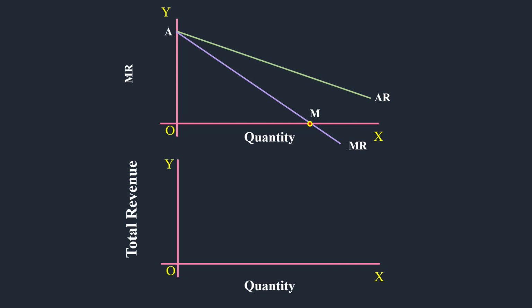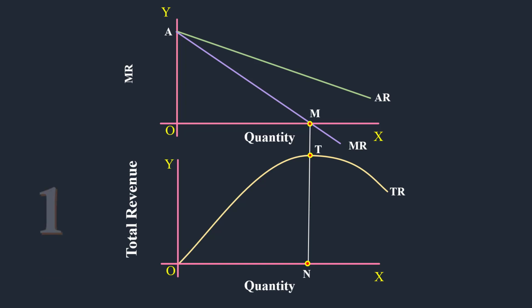Total revenue is shown in the lower part of the diagram. Since the firm reduces the price to sell more, total revenue curve increases initially. After reaching the maximum, it falls. Now we shall examine the relation. 1. When marginal revenue is positive, total revenue increases. In the segment AM, marginal revenue is positive. Corresponding to this segment OT, total revenue is increasing.